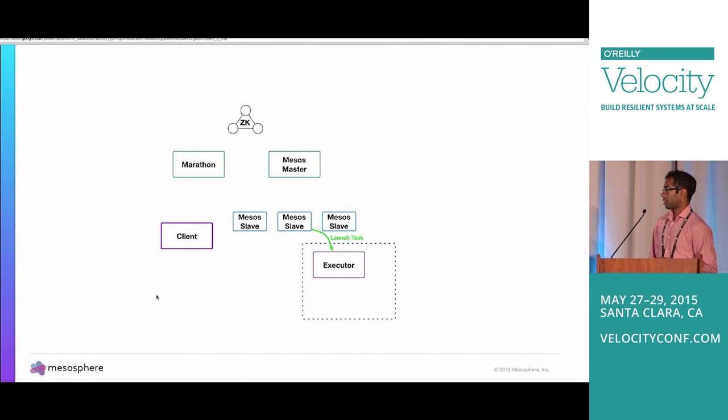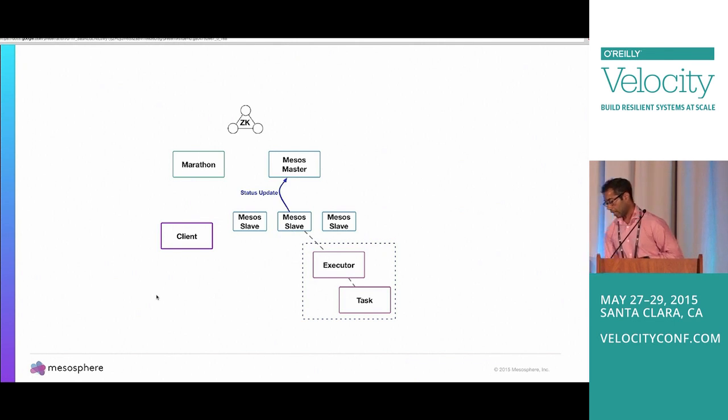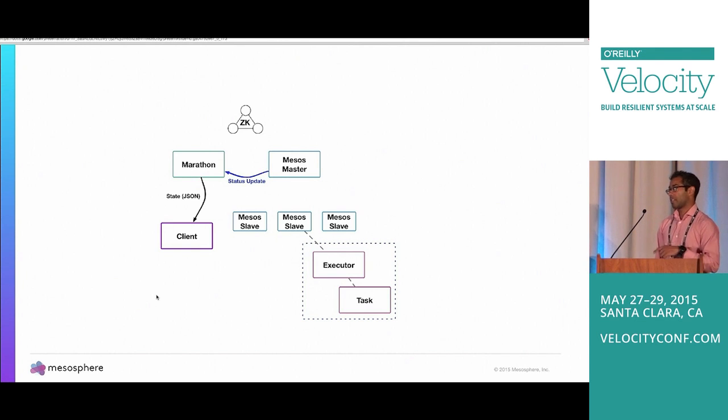And that launch task message then is fed to the executor, which then launches a task and sends a status update back to the Mesos slave, and then that sends a status update back to the Mesos master. The master then sends the status update to Marathon, and it communicates this back to the client. Your application is up and it's healthy. And we're in a nice, happy state of being.